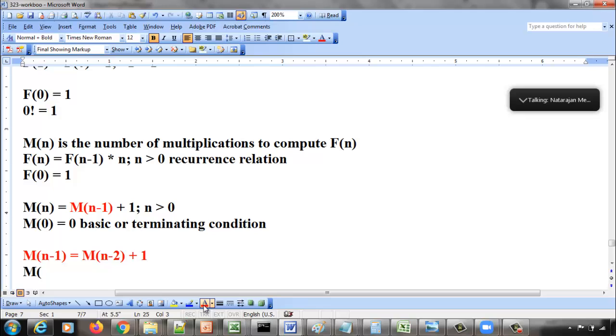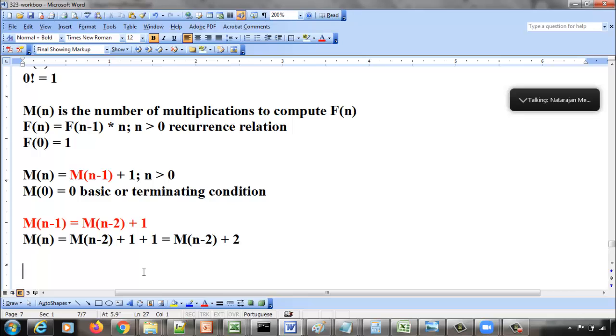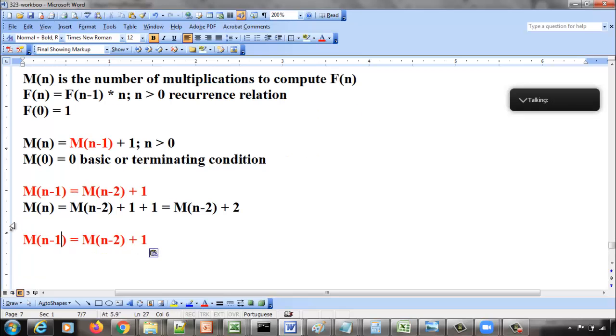So that will make M of n equal to M of n minus 2 plus 1, where the entire term comes from M of n minus 1 and there is a plus 1 inside. So that's going to be M of n minus 2 plus 2. Now I can write this M of n minus 2, similar to this, as M of n minus 3 plus 2. So now I can substitute for M of n minus 2 here as M of n minus 3 plus 2.